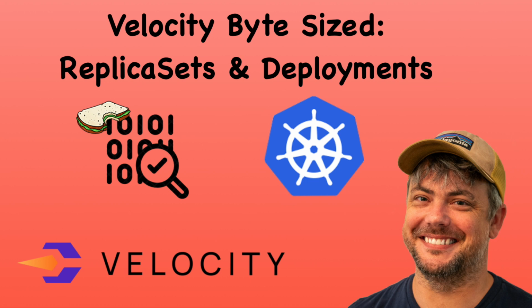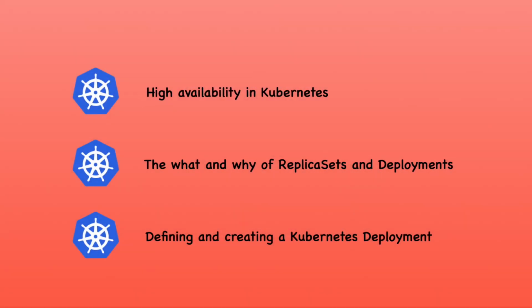I'm Jeff Vincent, a technical writer with Velocity, and today I'm going to talk about replica sets and deployments. Specifically in this video, we're going to talk about high availability in Kubernetes, and then we're going to talk about replica sets and deployments and how they make this high availability possible in Kubernetes. And then finally, we're going to walk through the process of defining and deploying a Kubernetes deployment.